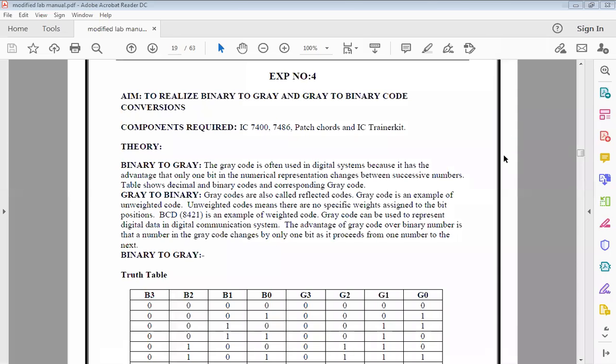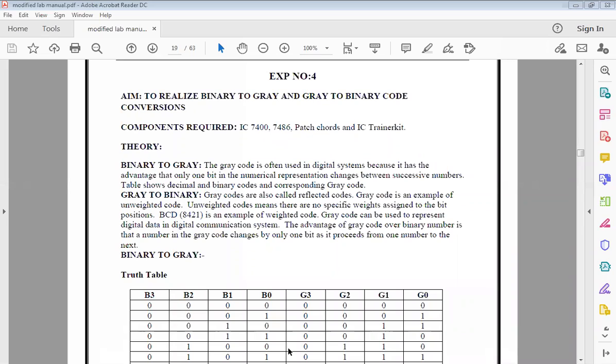So today we will be looking into your fourth experiment, which is nothing but to realize binary to gray and gray to binary code. Okay. So now I want you to tell me, why do we need a coding system? Is a coding system necessary?